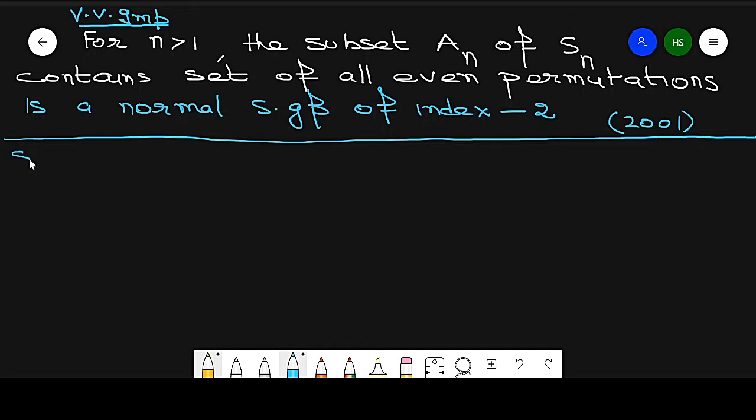Now solution, we can also write it as proof because it is a theorem. So the proof of the theorem: now what is S? S consists of n elements. So let S consist of elements 1, 2, 3, and so on up to n. And what is n? n is greater than 1.